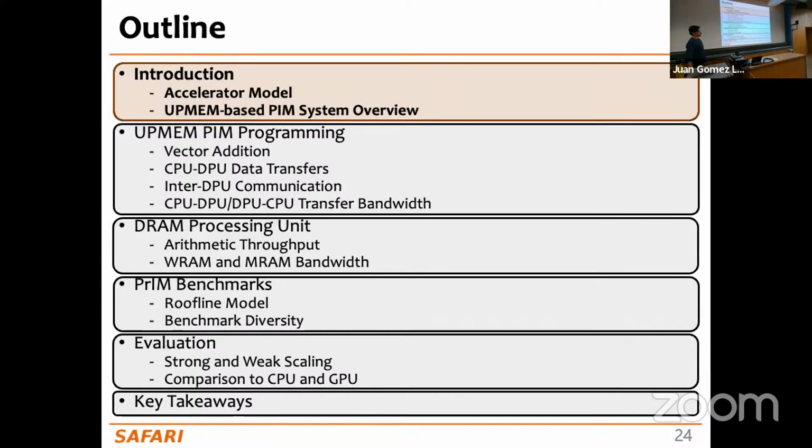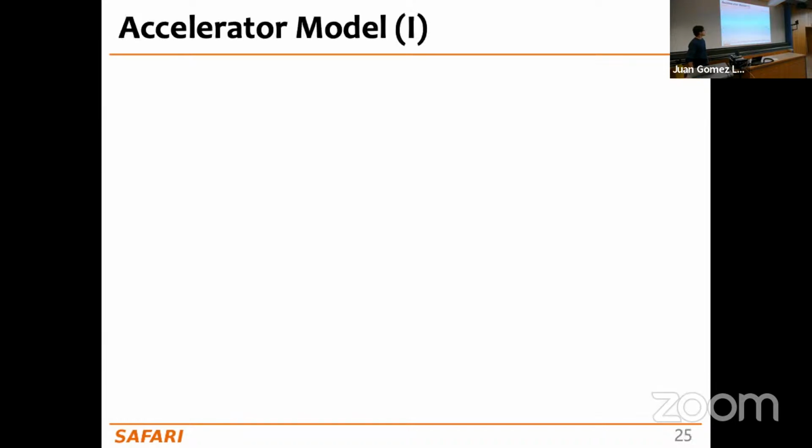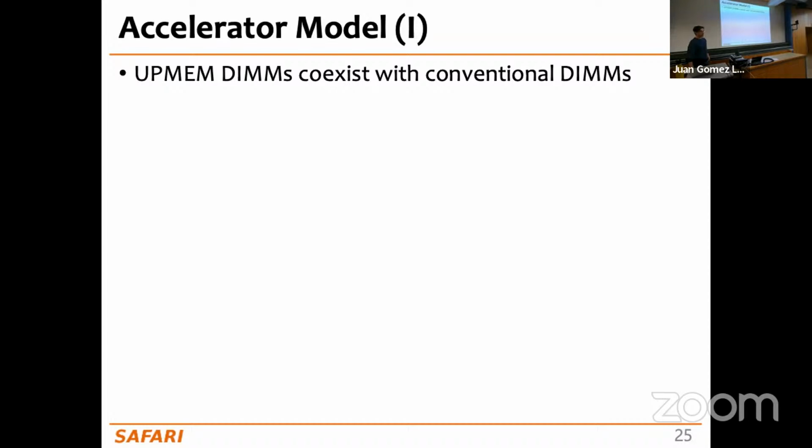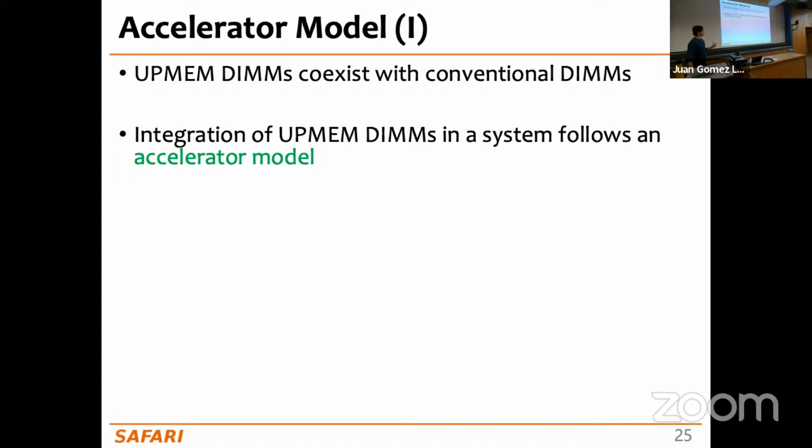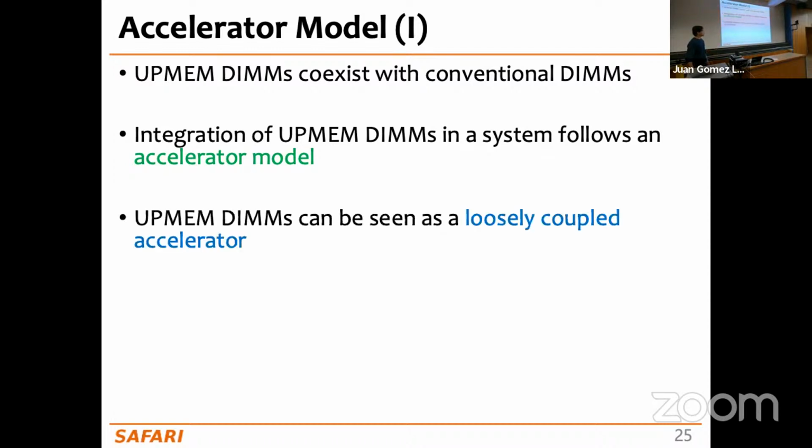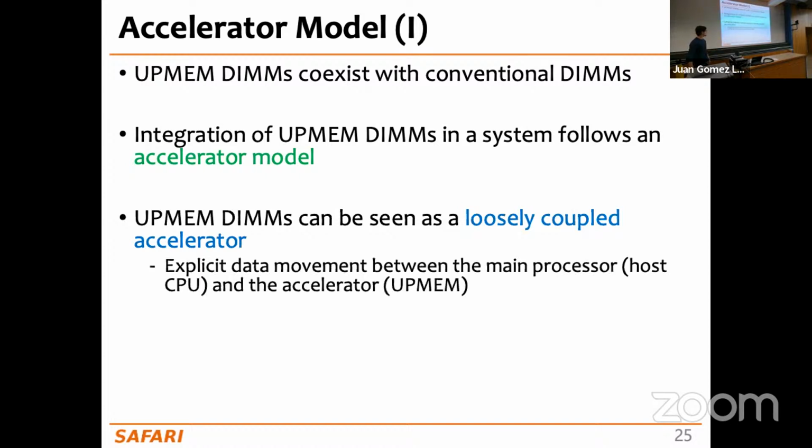We are going to describe what we mean by the accelerator model, and after that, we will see the overall overview of the UPMEM-based PIM system. We say that this UPMEM-based PIM system follows the accelerator model because here the UPMEM DIMMs, the PIM-enabled memory, coexist with conventional DIMMs. They are still the standard main memory. So the integration of these DIMMs is as a coprocessor or an accelerator that works for the host processor, or the central processing unit, right?